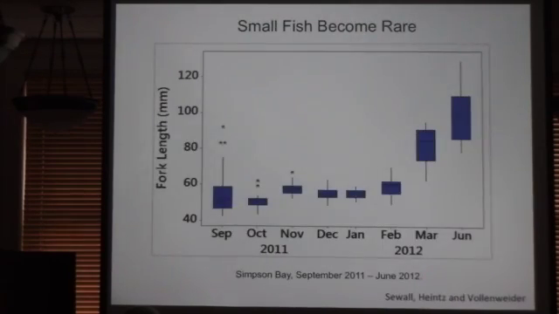And so, the other side of the story is that small fish also become rare over the wintertime. So again, these are the data from Simpson Bay over the high-res study. And what we're looking at is variation in fork length over the wintertime. And what we see is that by March and June, the small fish have dropped out of the system.